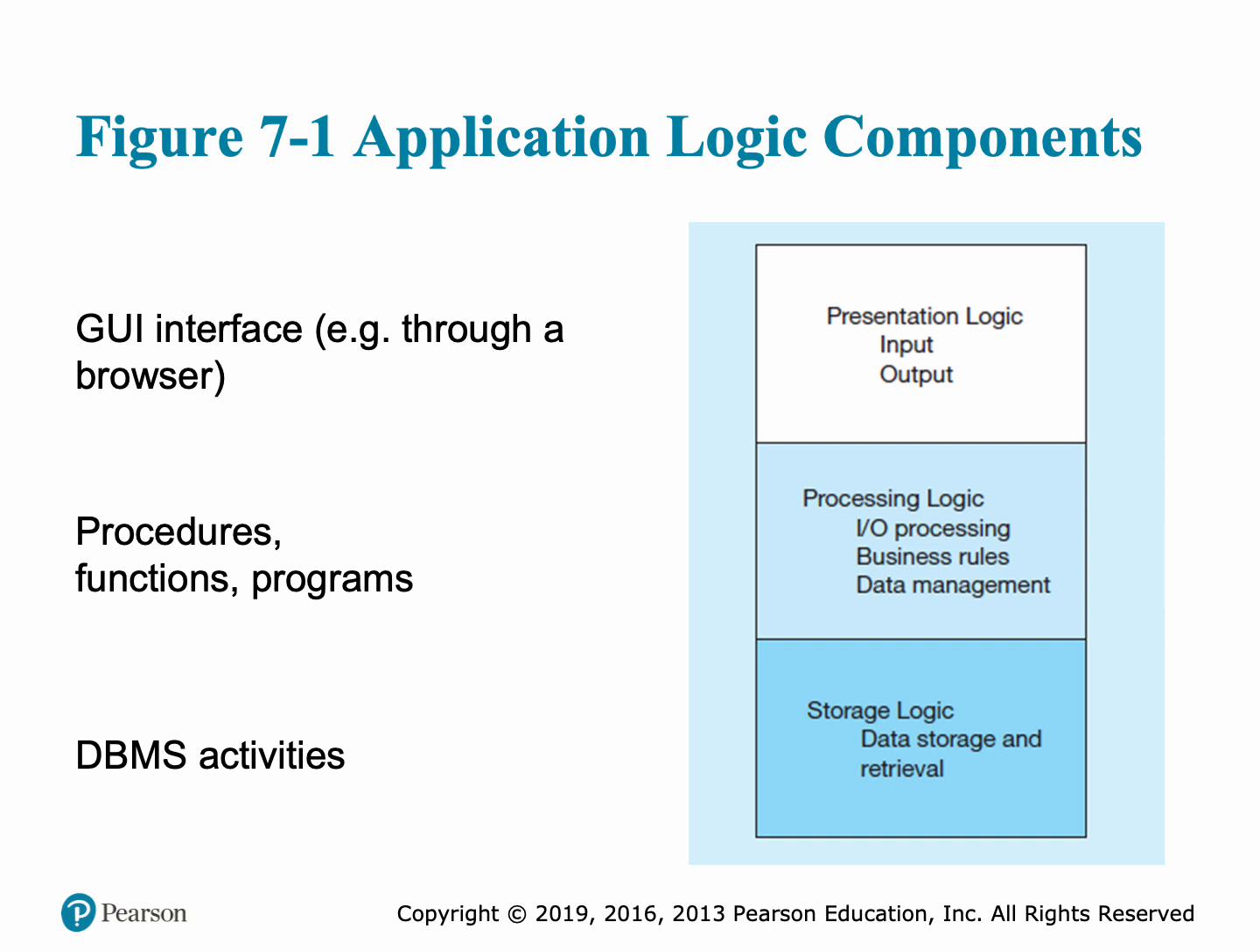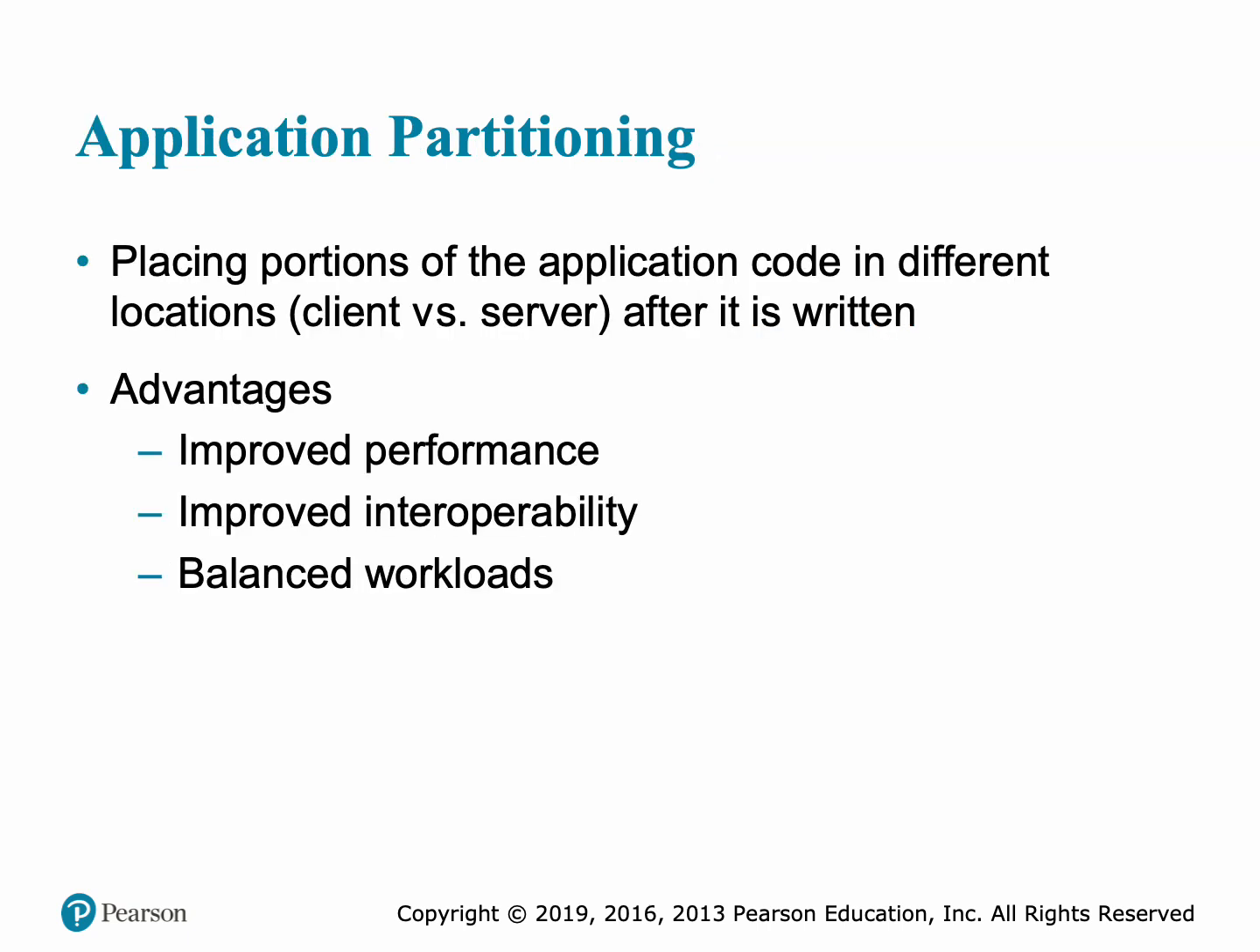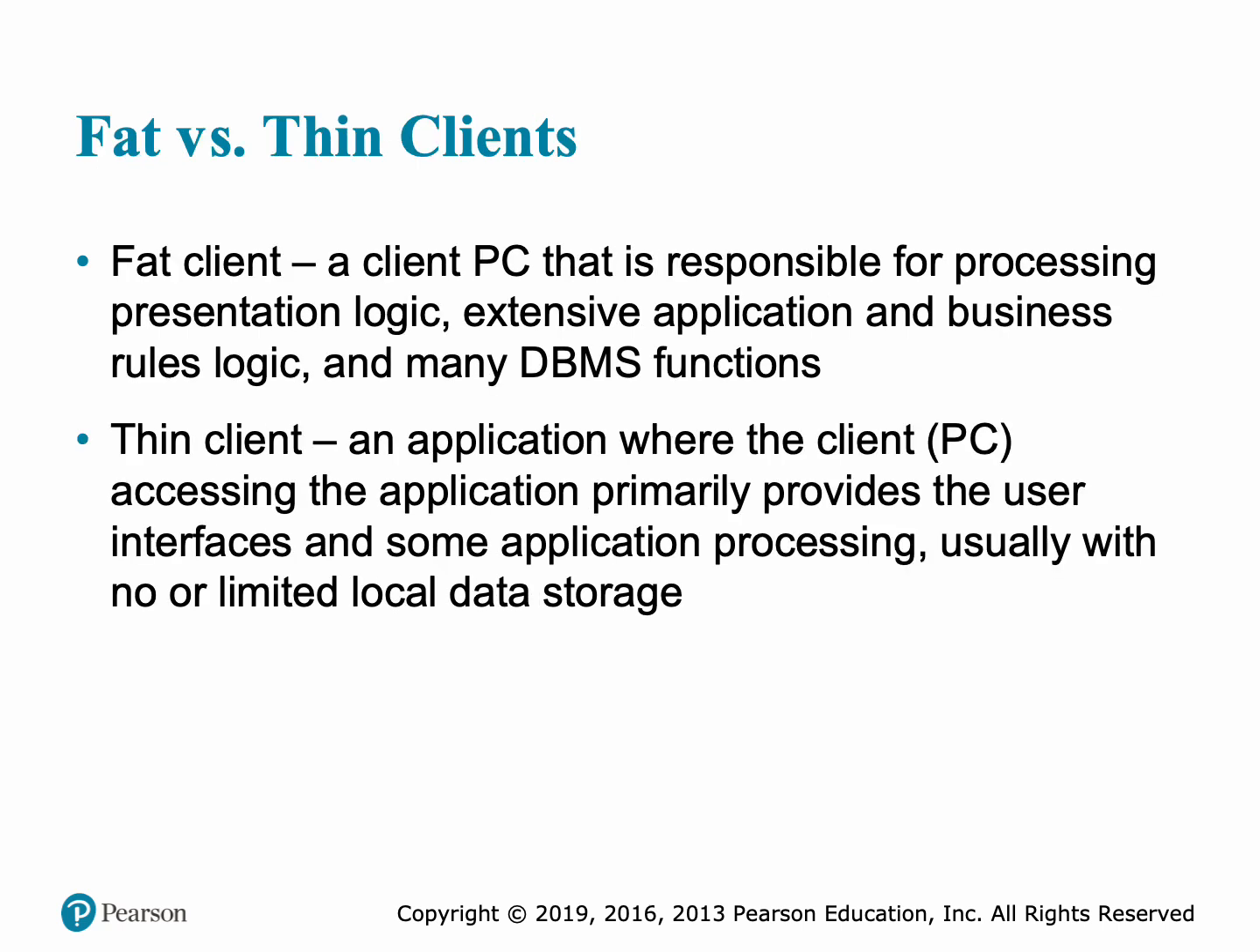As you can see here, there are three main layers in an application, and they serve different purposes. The presentation layer is what the user directly interacts with. The processing logic involves the software doing all the computation for the application, and the storage logic involves the activities of the DBMS. Different types of client-server systems will distribute these three layers differently. We are going to see the different types of application partitioning. This involves distributing the presentation, processing, and storage logic to different computers in the client-server network. Of course, presentation is always at the client.